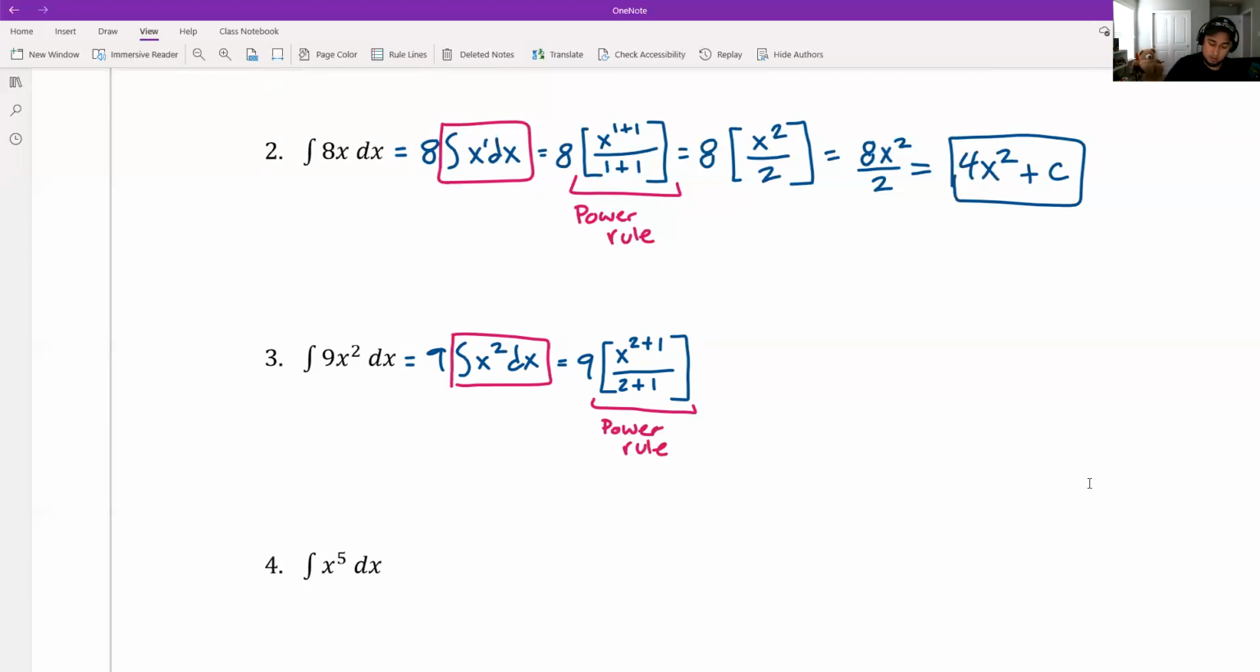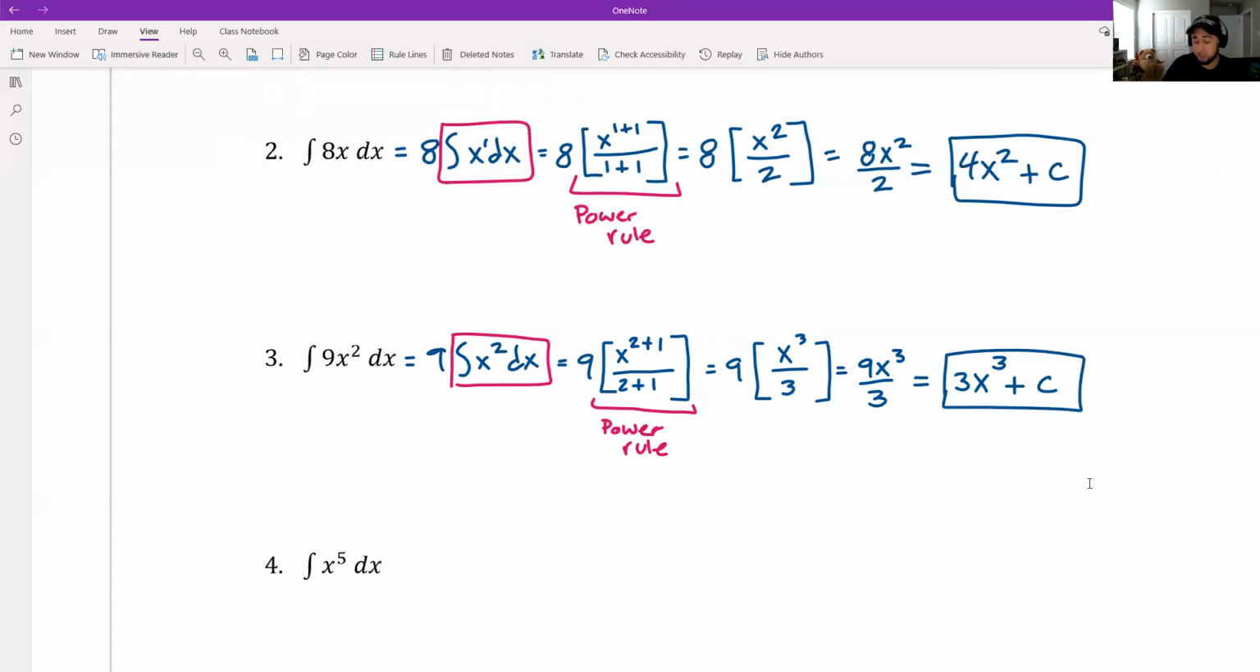Okay. This now becomes 9 times x cubed over 3, which gives me 9x cubed over 3, or 3x cubed. We are done. Don't forget the plus c.